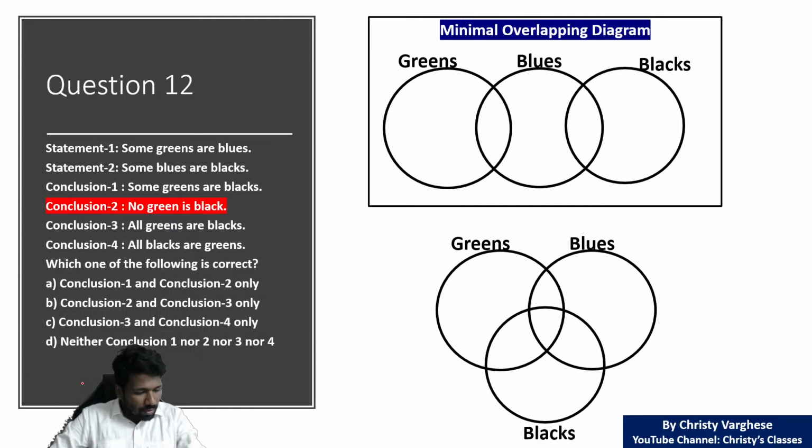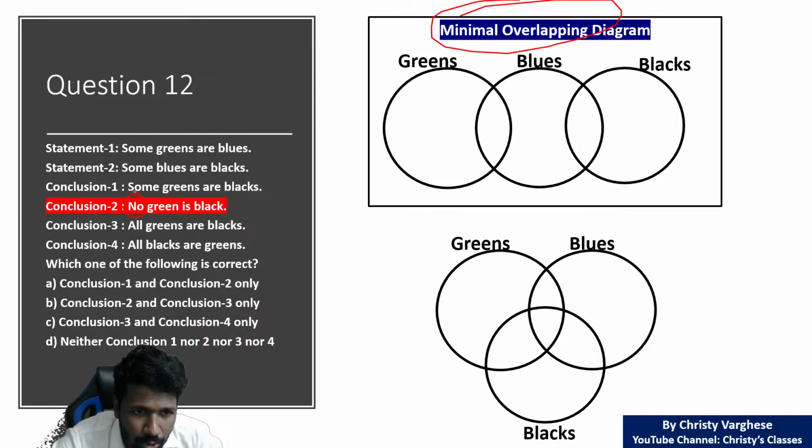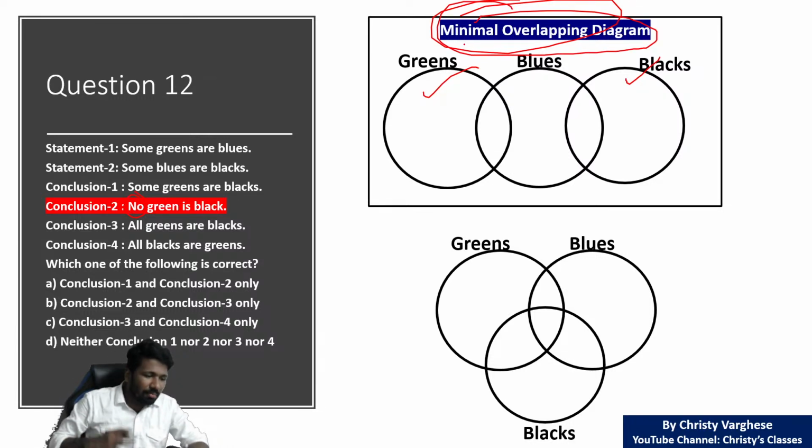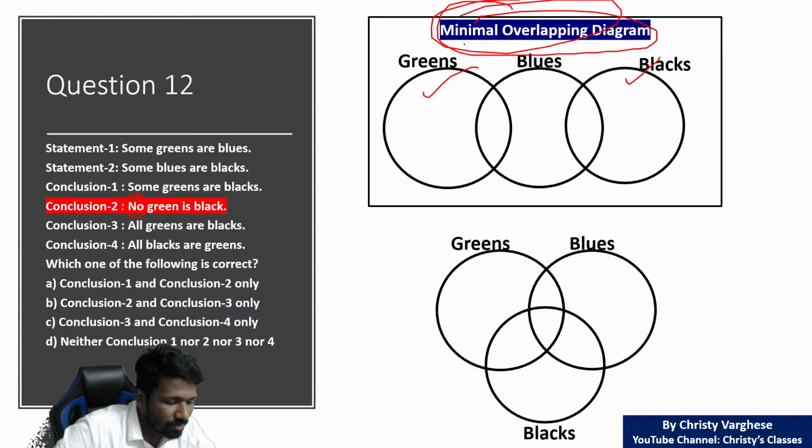So conclusion 2 in this question, Anusha. Conclusion 2 is no green is black. No green is black is true in the minimal overlapping diagram. But I told you no green is black means in all cases no green is black. In this case, no green is black is true, because that is the minimal overlapping diagram. Minimum overlapping is happening.